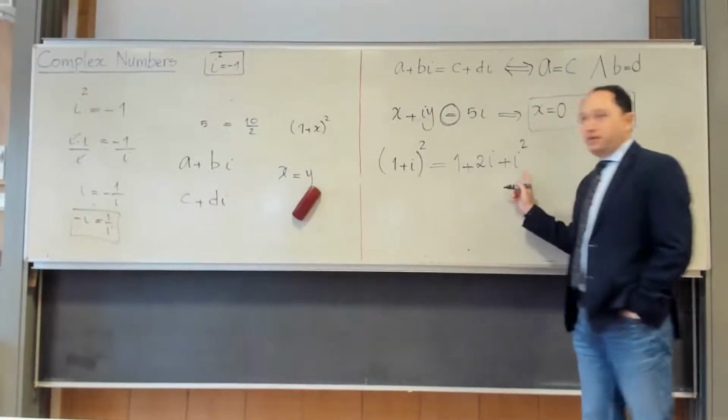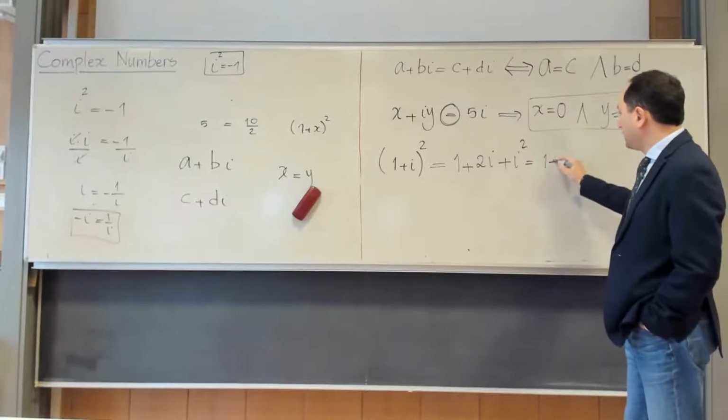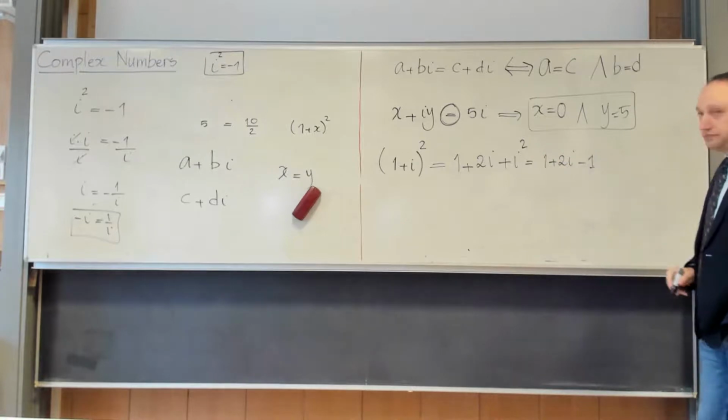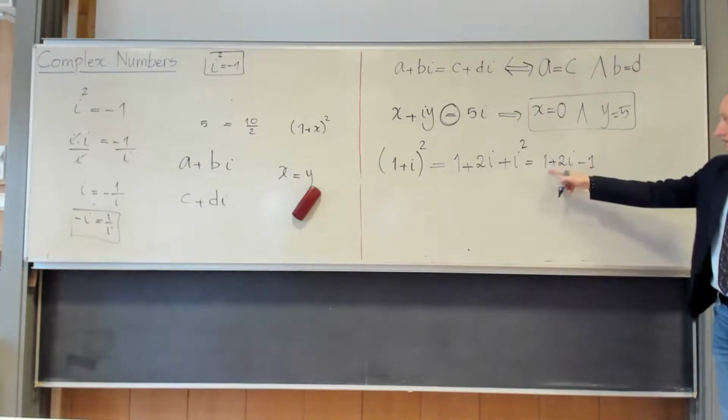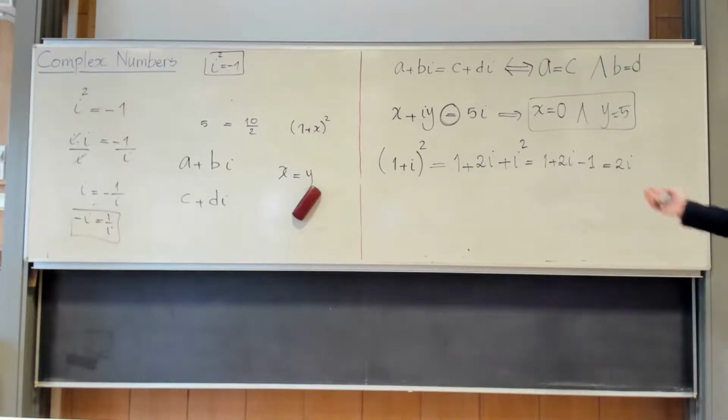And i squared appears here. So what should I do? I should write it as 1 plus 2i. Instead of i squared, I can write -1. But -1 suddenly cancels that minus sign, so the answer becomes 2i. So (1 + i) squared is simpler.